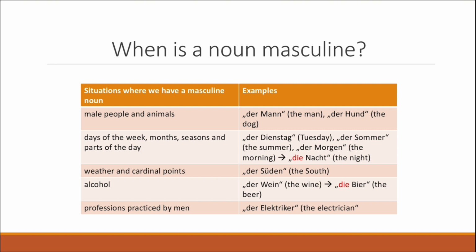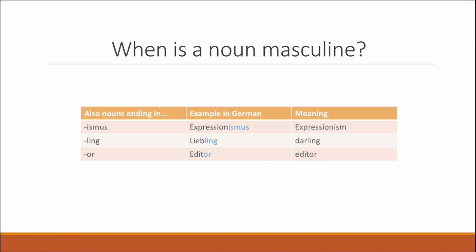Now, if we're talking about weather and cardinal points, such as, for example, der Süden, then we also know that the nouns are masculine while talking about such a context. While talking about alcohol, for example, der Wein, which means the wine, the nouns are also generally masculine, but there are also some exceptions, such as the word die Bier, the beer, which is clearly feminine. And lastly, if we're talking about professions practiced by men, for example, der Elektriker, then we know that we are talking about masculine nouns.